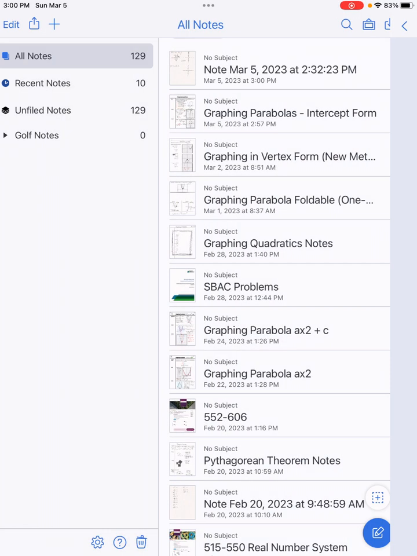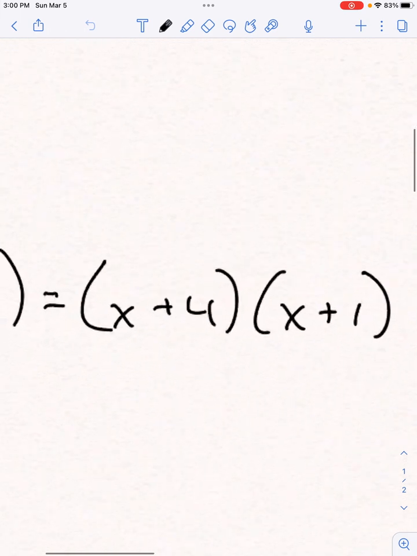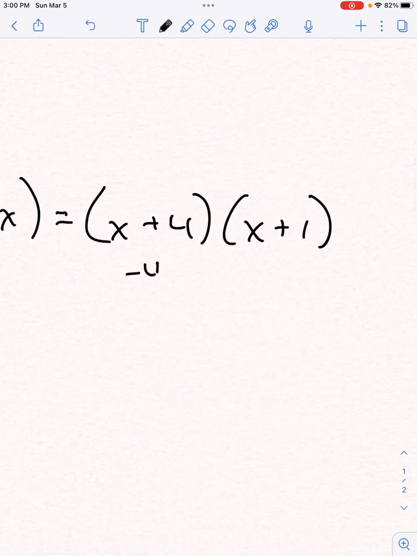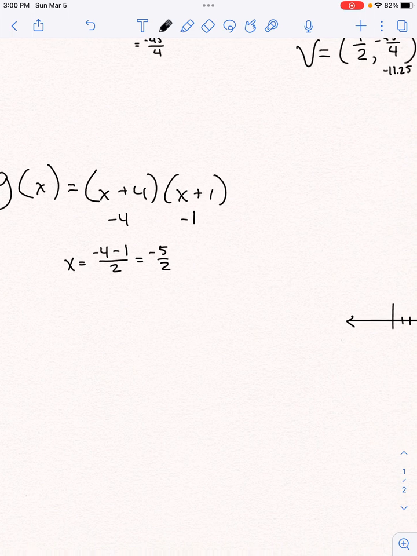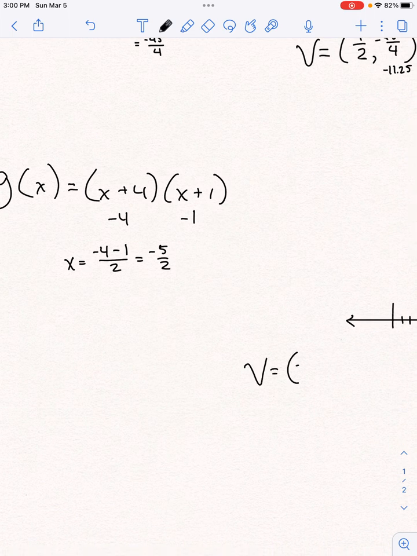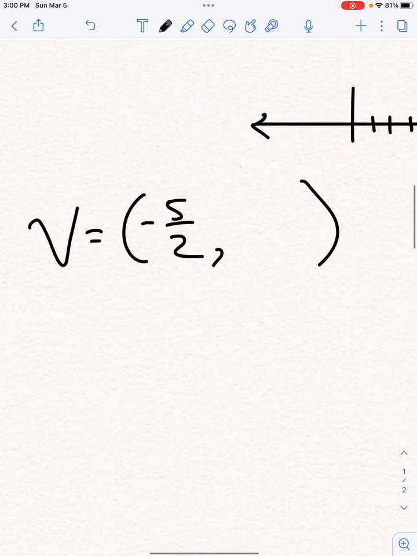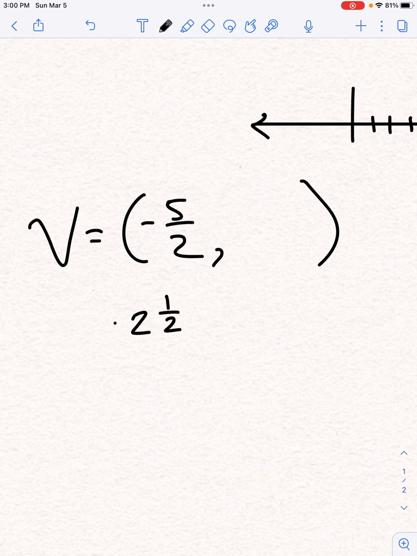And then let's go to the second one as well. All right, so this one, p value is negative 4. Q value is negative 1. So negative 4 plus a negative 1 divided by 2. This will be negative 5/2. So our vertex will be negative 5/2. Now you can also convert this to a mixed number, like 2 can go into 5 twice with a remainder of 1 over 2. That's what we divided by. So if you can't graph 5/2, you can graph 2.5.